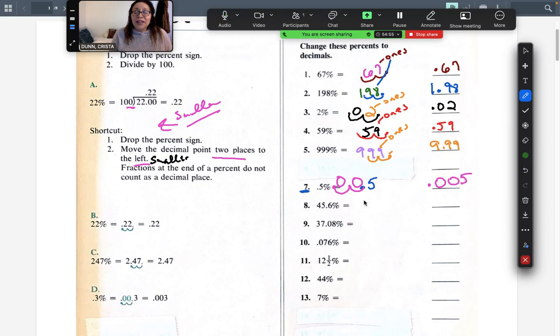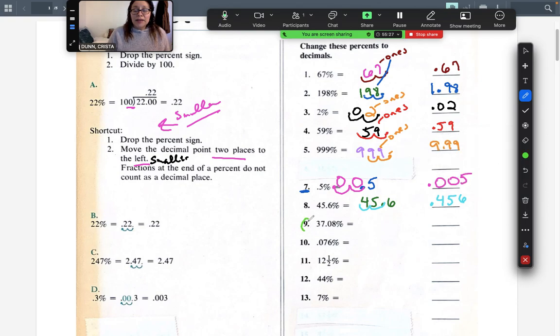Okay, let's do the next one. This is 45.6. I'm going to go ahead and, oh, they gave me the decimal point, so I don't have to figure out where to put it. This is the ones place here, but of course I'm going to move it. How many place values? Which way? Smaller, right? Yeah? Okay.